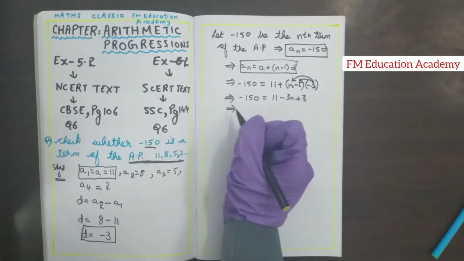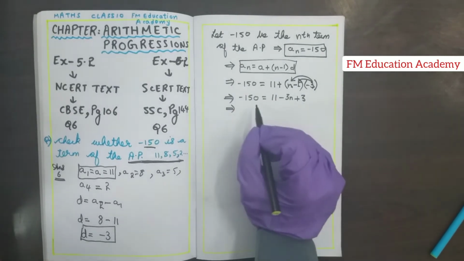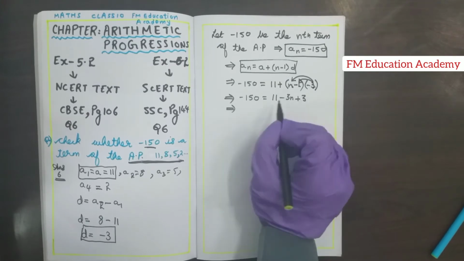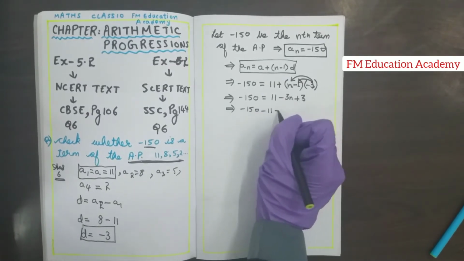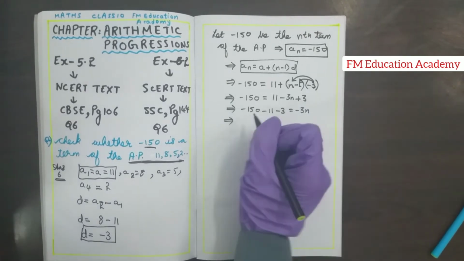Now we know how to solve this. As in linear equations, we keep variables on one side and numbers on the other side. So 11 and 3 are numbers here, so send them to the LHS. So minus 150 minus 11 minus 3 is equal to minus 3n. Now all are negative signs.